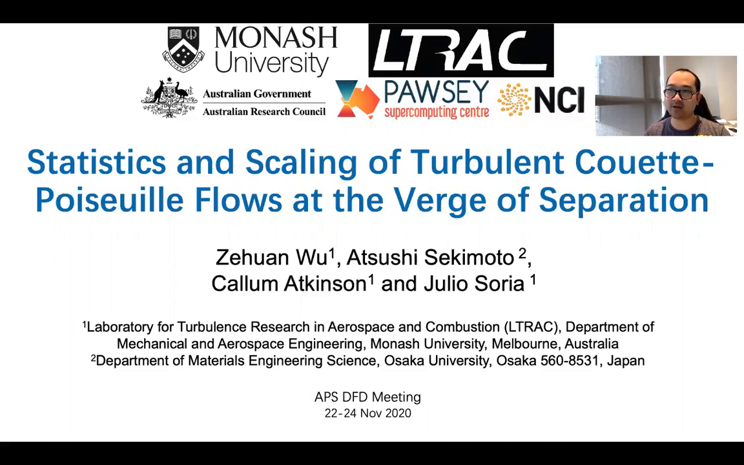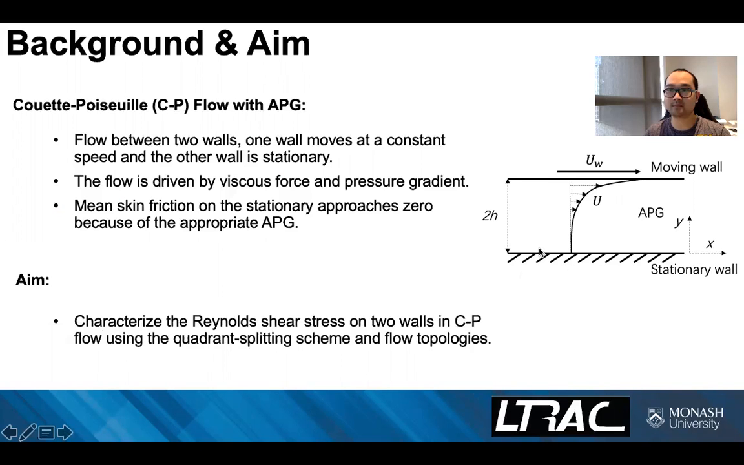The topic of my talk is the statistics and scaling of Couette Poiseuille flows at the verge of separation. The Couette Poiseuille flow is the flow between two walls. A draft of the flow is shown here. In the Couette Poiseuille flow, one wall is moving at a constant speed, and the other wall is stationary. So the flow is driven by viscous force and pressure gradient.